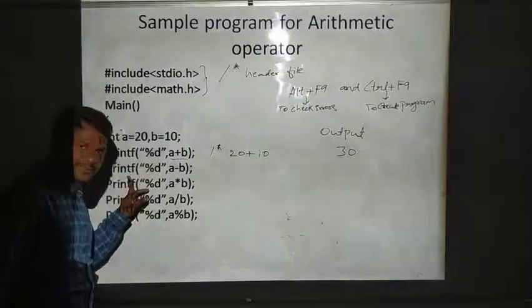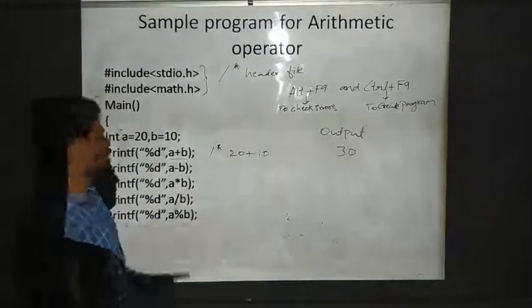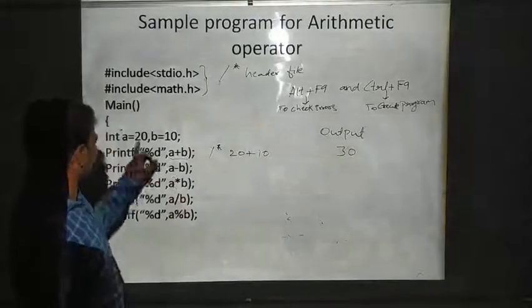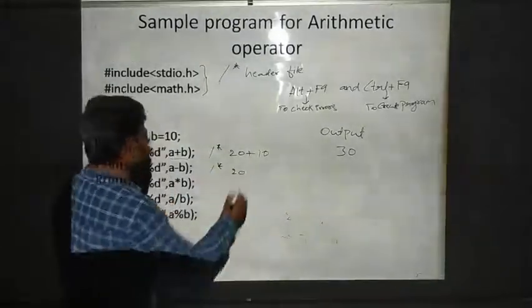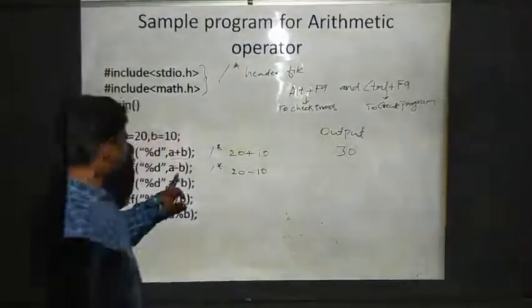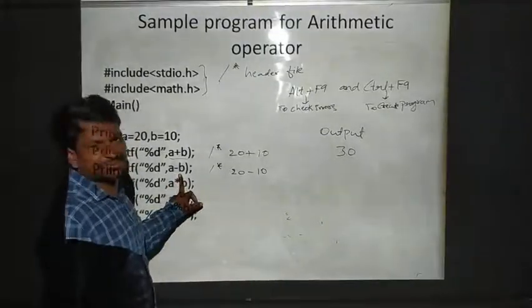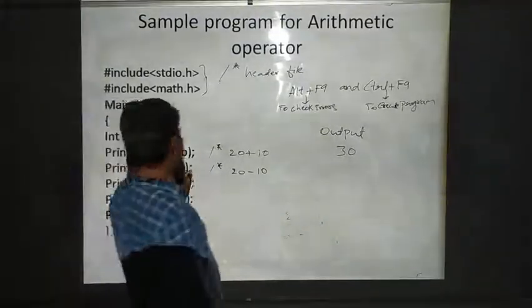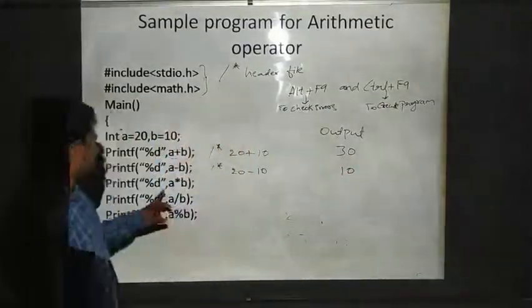Then the printf function is used to print the output. Percentage A minus B. What is the value of A? The value of A is 20, minus B which is 10. So which operator are we giving here? Arithmetic subtraction. So what is the output we will get? 10.